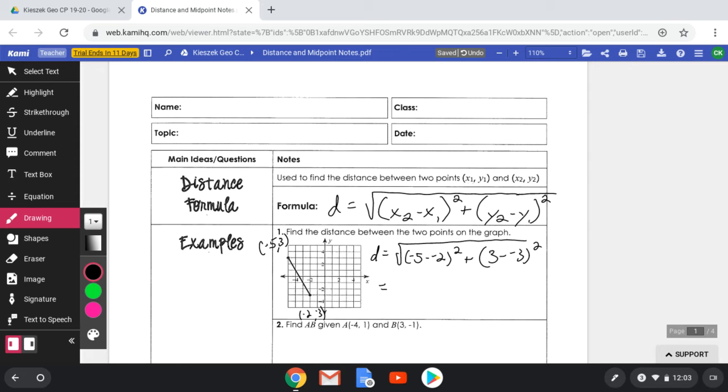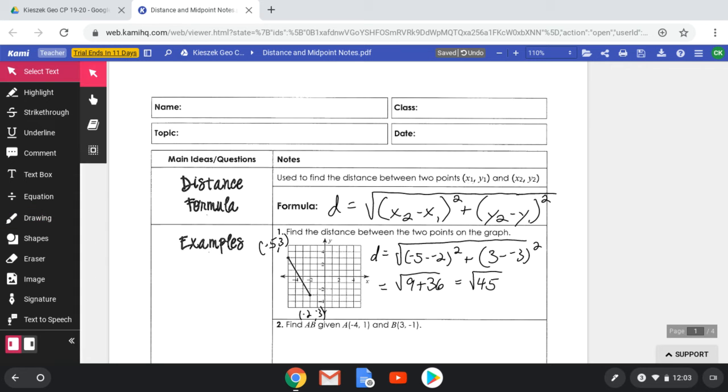-5 minus -2, or -5 plus 2, is going to be -3, and -3 squared is 9. Plus 3 minus -3, which is really 3 plus 3, so 6, and 6 squared is 36. Then 9 plus 36 is 45, so the final answer is the square root of 45. What you would then do is put it into your calculator to get your actual answer, because we are talking about distance, and the square root of 45, even though it is correct, doesn't tell us what that distance is. We actually want a number. And that's how you work with the distance formula.